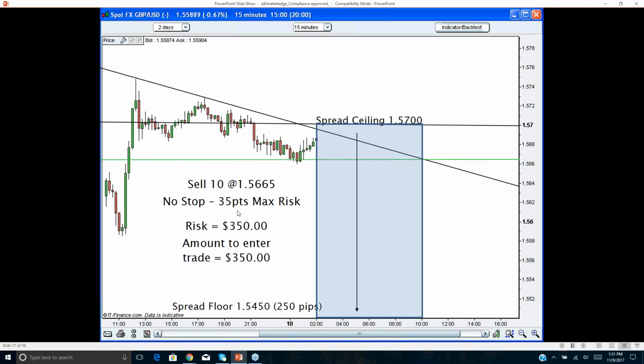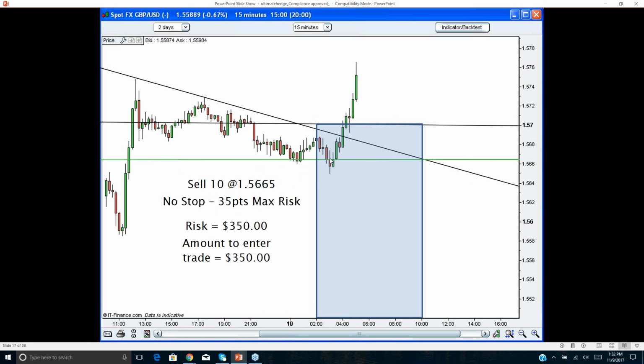So $350 is the total amount that I will risk here. $350 is also the total amount I have to put up to enter the trade, right? Because I only have to put up my risk amount. Make sense? I enter the trade to go short. What happens? Same thing, same chart. Boom, the market jumps up against me way up here.